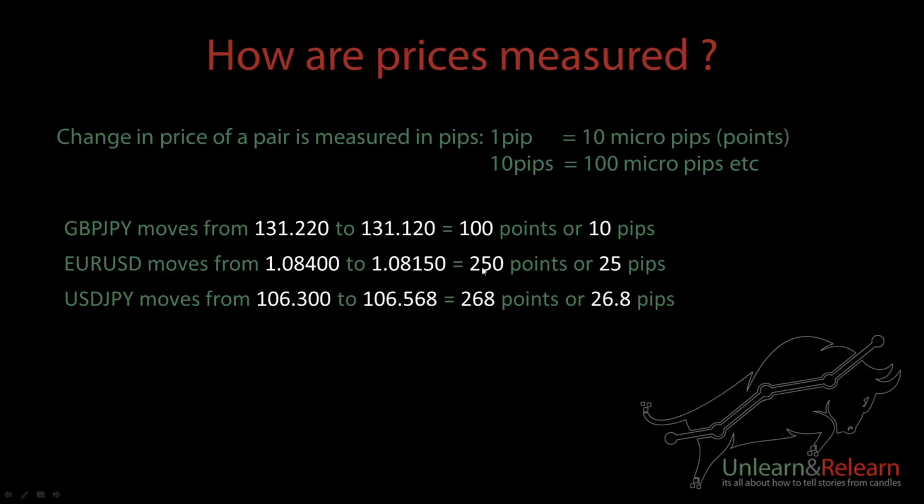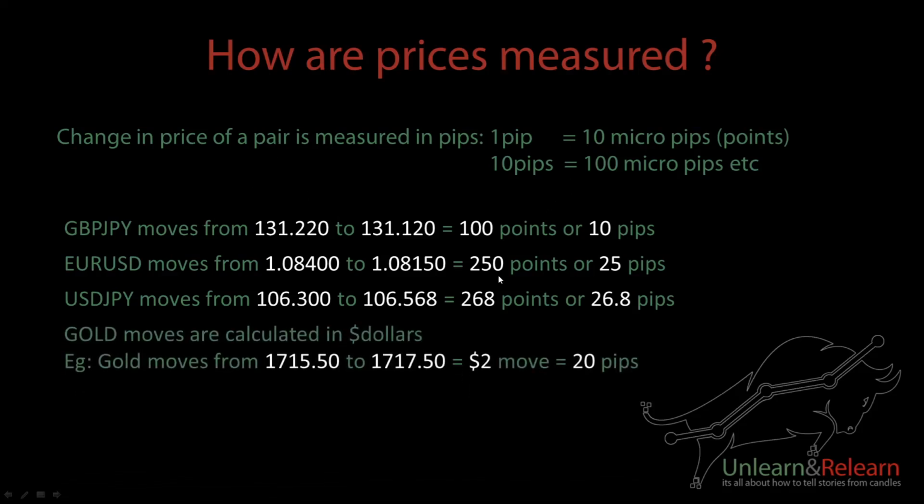First I want to really focus on how you calculate pips, but the most important thing is, how do you calculate pips on gold? Calculating pips on gold is completely different because gold is measured in dollars. Let's say gold moves from 1715.50 to 1717.50. When you subtract this, you get the number 2. So this is a $2 move.